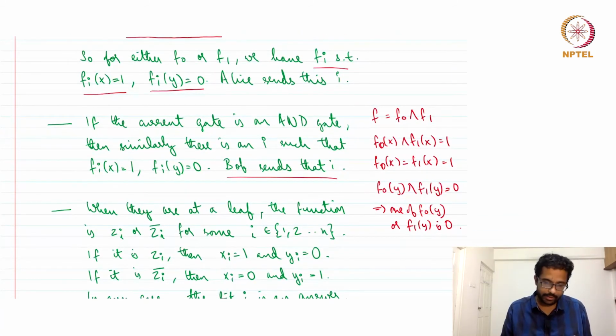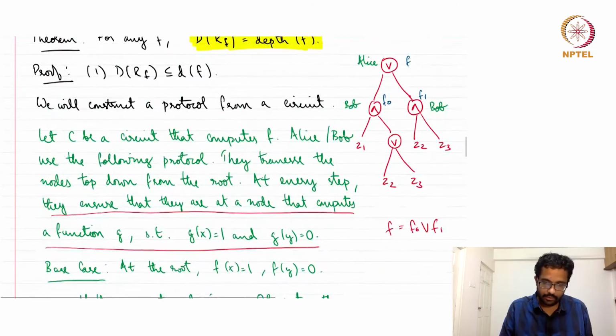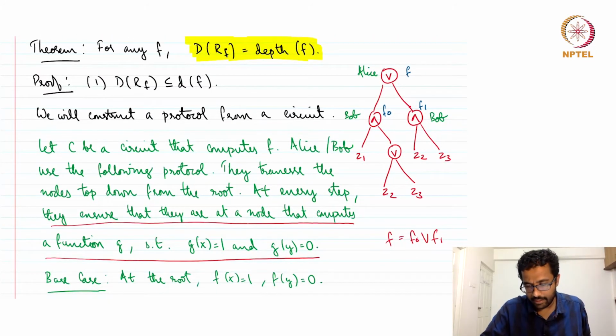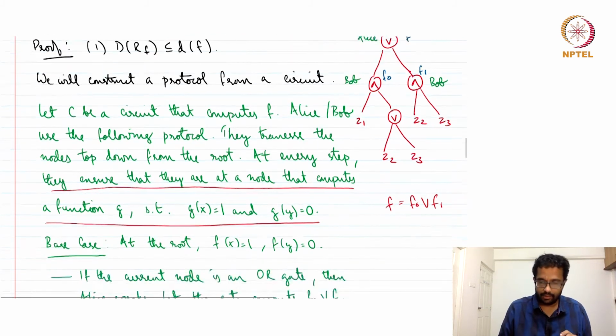So now the question is, we have a circuit that computes a function. Now in a protocol, they have to output something at the leaf, right? So when they reach the end at a leaf, that leaf should correspond to something, even though they don't really output something. So what is the entry that the leaf corresponds to?